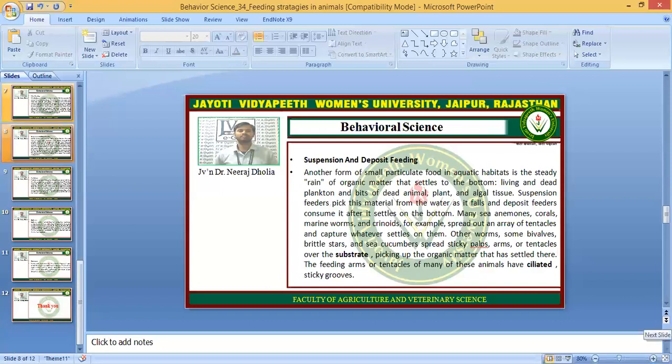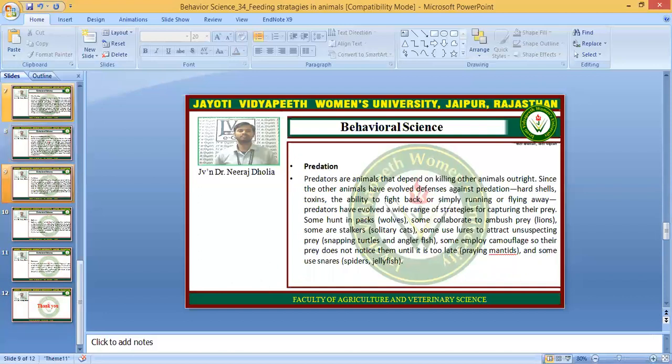The next type of feeding habit is suspension and deposit feeding. Another form of small particulate food in aquatic habitats is the steady rain of organic matter that settles to the bottom: living and dead plankton and bits of dead animals, etc. The suspension feeders pick this material from the water as it falls, and deposit feeders consume it after it settles on the bottom.